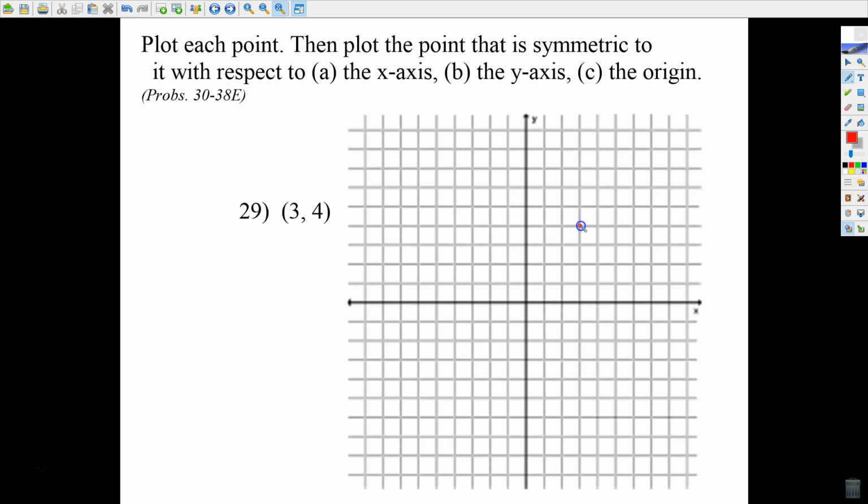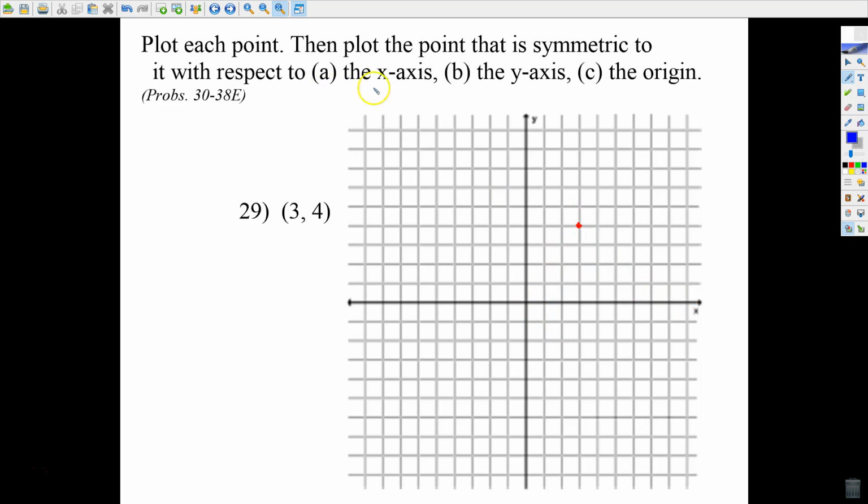And this is just an exercise in symmetry, and we're going to be talking in more detail about symmetry with respect to the x-axis, the y-axis, and the origin. But this is really just a simple little exercise in identifying, for a given point, where other points would be that represent x-axis symmetry, y-axis symmetry, and origin symmetry. So I'll just work through this one with you.